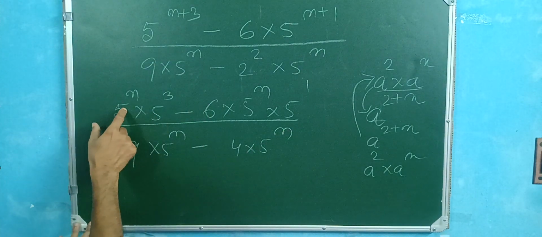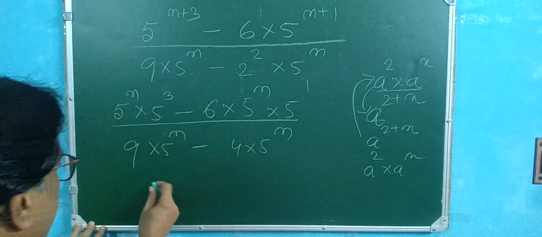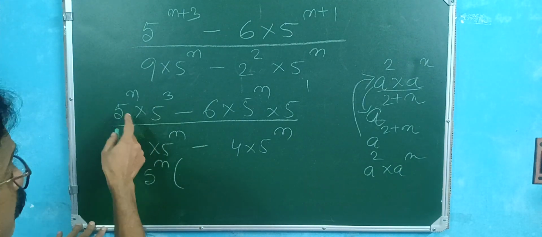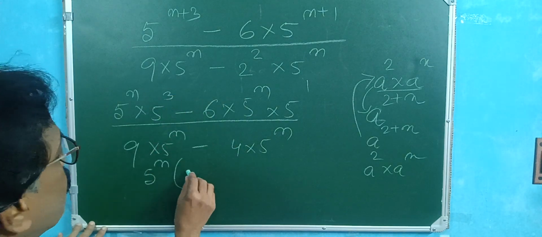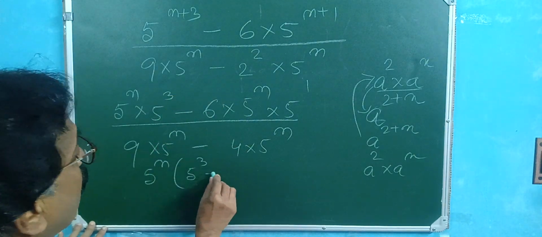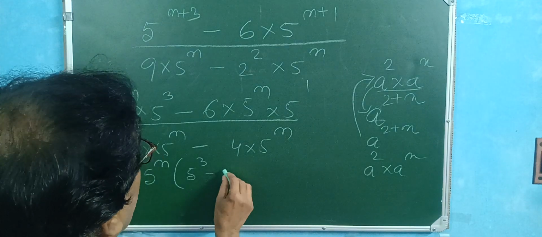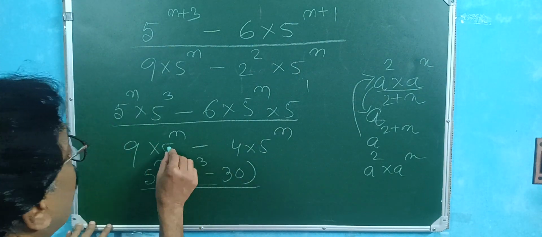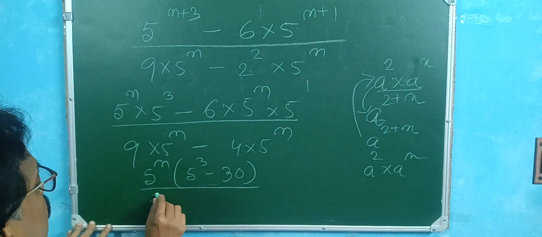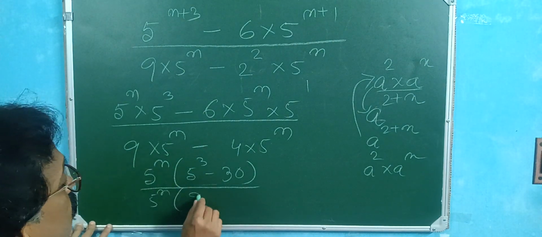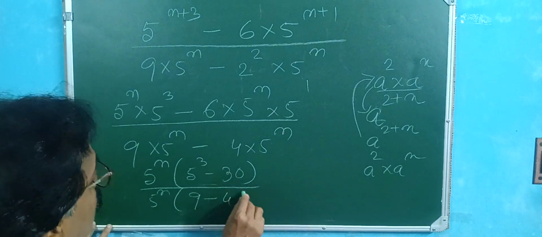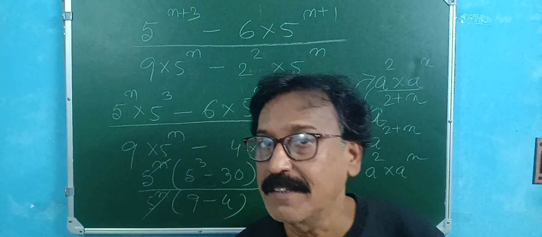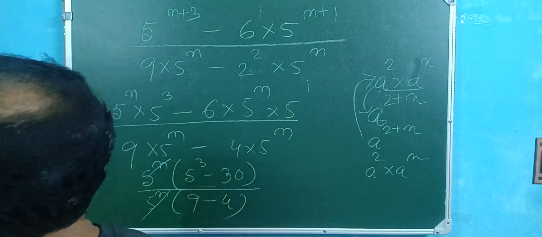Now from the upper part, this is 5 to the power n, this is 5. You just take common. 5 to the power n is common from the upper part. This is 5 cube, minus 5 into 6, 30. And here also 5 to the power n is common. Now what is left is 9 and this is 4. Okay, this is cut. So this is your first target. The n part is out.